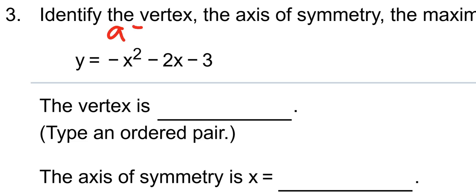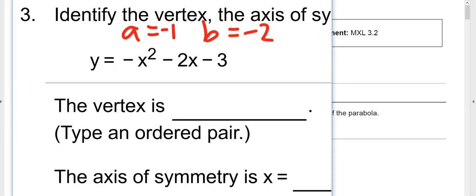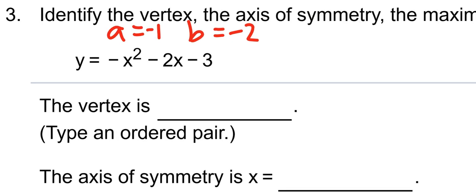What's the A value when you look up here? Tell me on question 3 what the A value is. Am I right in saying positive 1? Ah, it's negative 1. What about the B value? Negative 2. Okay.